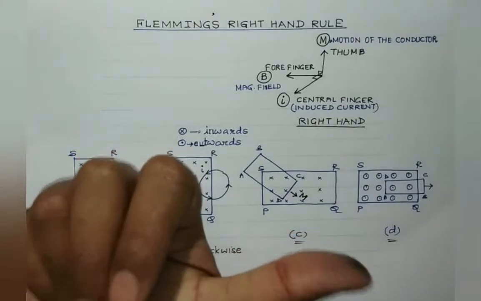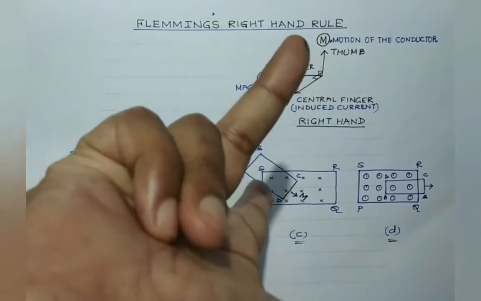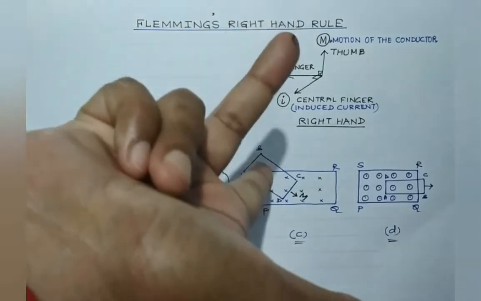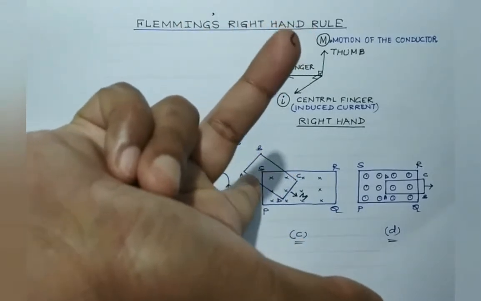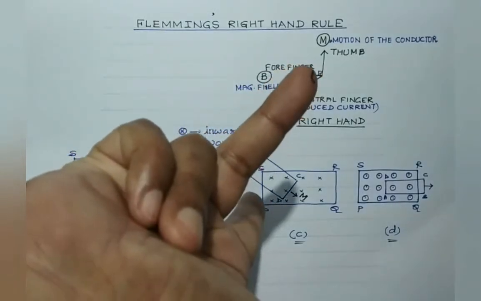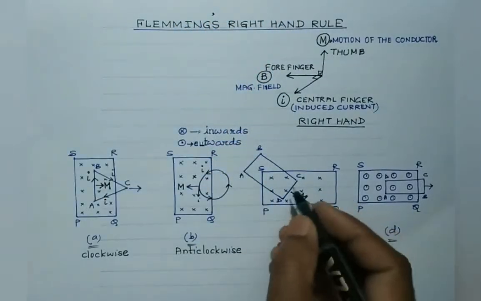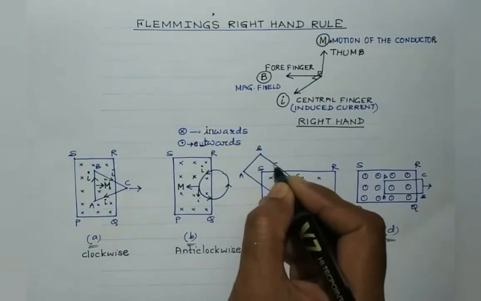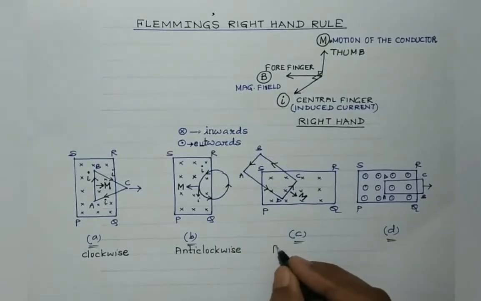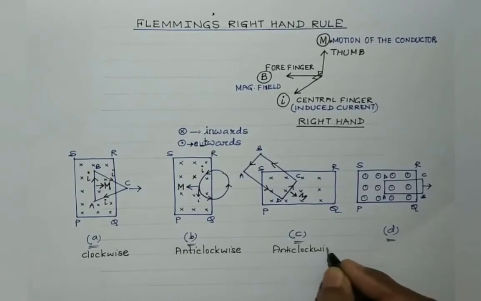So here again, this is the motion of the conductor. This is the magnetic field, it's in the inward direction, so it will be like this. The thumb represents the motion of the conductor, the forefinger represents the direction of the magnetic field, and the central finger represents the direction of the induced current, which will be from D to C, as it's pretty evident by applying this particular rule, right? So it will be from D to C. That is again in the anti-clockwise direction.